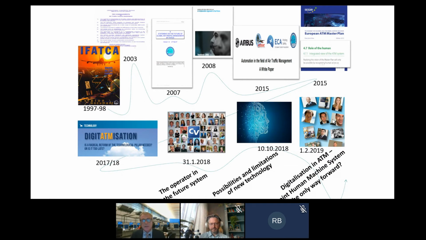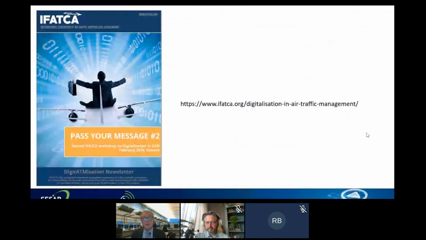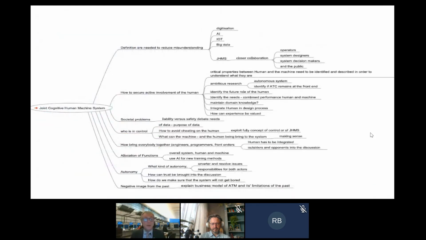Since 2017-18, we have started to organize dedicated workshops on the future challenges. In 18, we had the operator in the system. We also looked at the possibilities and the limitations of the new technology. And in 2019, we introduced this joint human-machine system approach. For this year, a workshop on remote tower was also planned, but unfortunately, due to the COVID crisis, we had to postpone that. Out of these workshops and brainstorming sessions, you will find accessible on the IFATCA websites and publications an explanation in detail of what I'm going to talk to you about in the next 10 minutes. If you have a mind map approach, it would look a little bit like this.